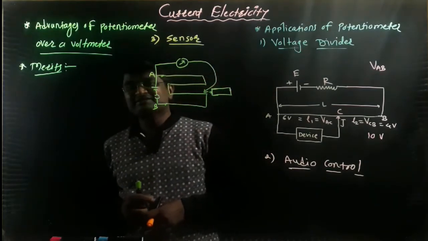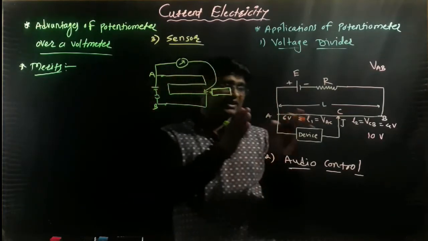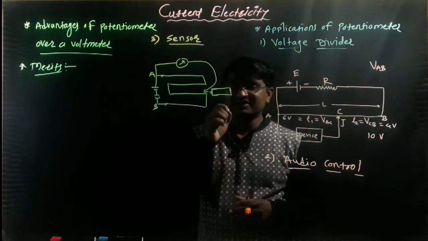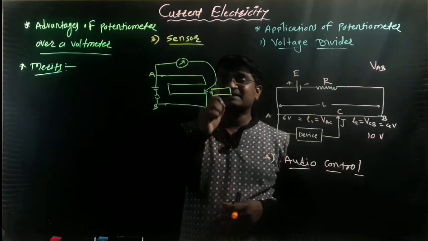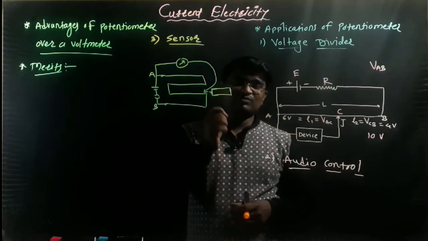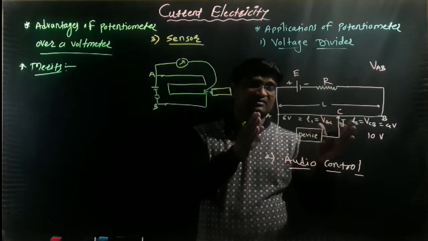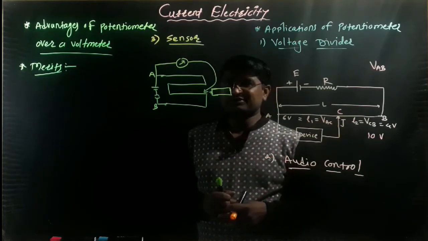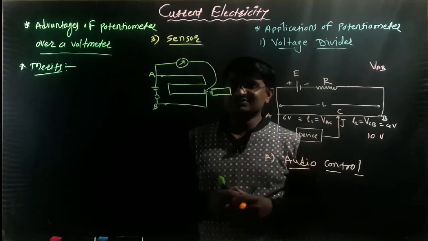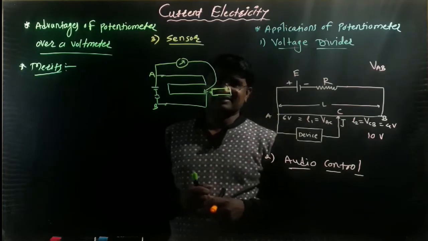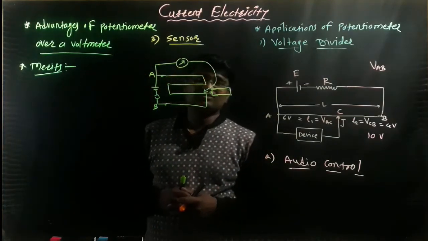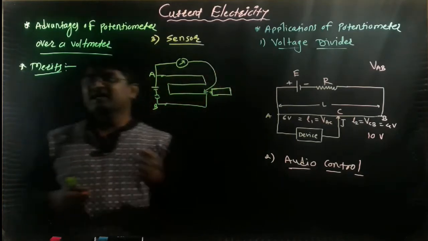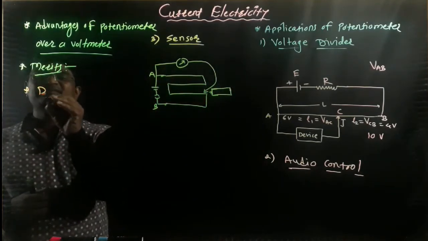And one other merit is very important. With the help of this potentiometer, we can detect a very small amount of potential, near about 10 raised to power minus 6 volt. That very small potential difference can be measured with the help of the potentiometer. It means that its least count is also small as compared to the voltmeter. So these are the merits about the potentiometer. And after that, we will discuss its demerits.